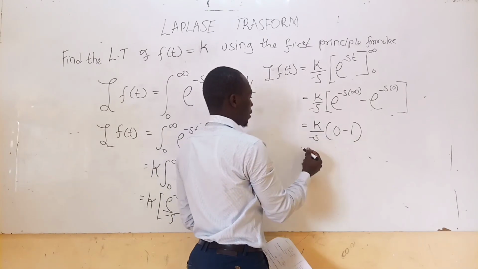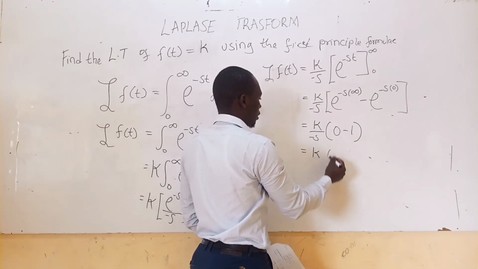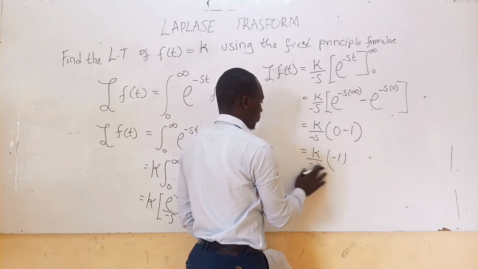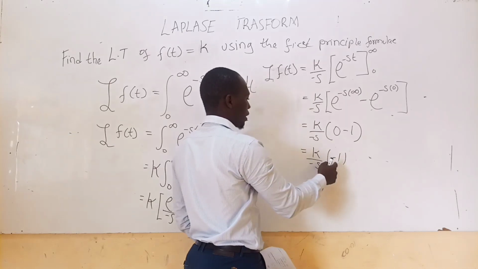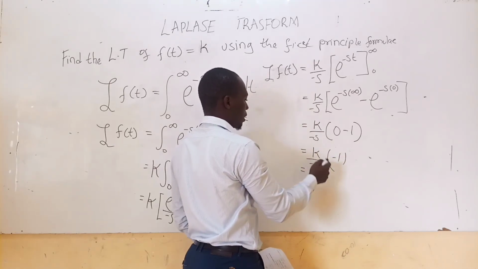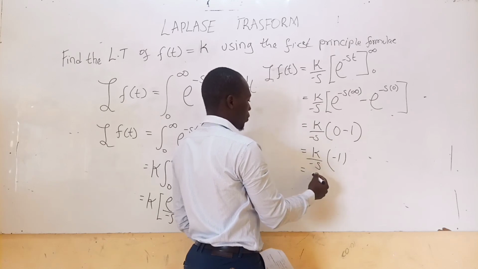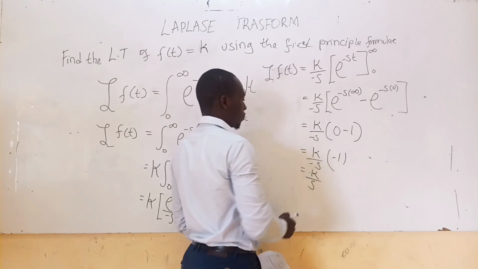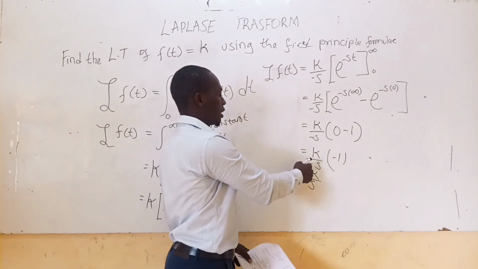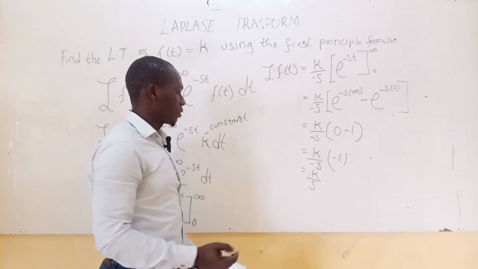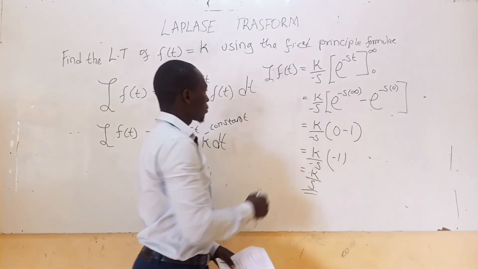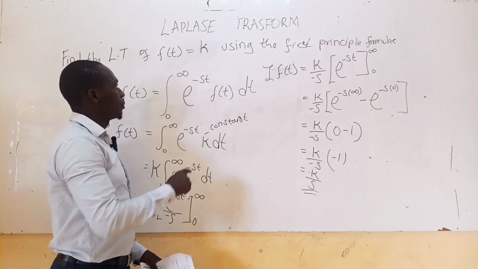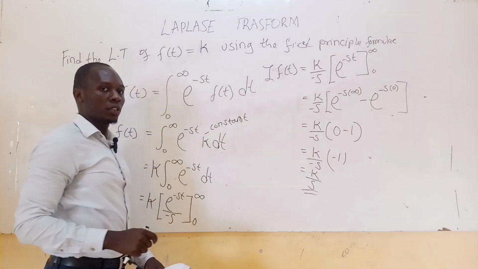Now from here, we are going to have k multiplied by a negative of 1 over our term s. When you take this multiplied by what we have here, our k, we are going to have a positive k over s, since the negatives will cancel out. And this is now the Laplace transform of our function k.